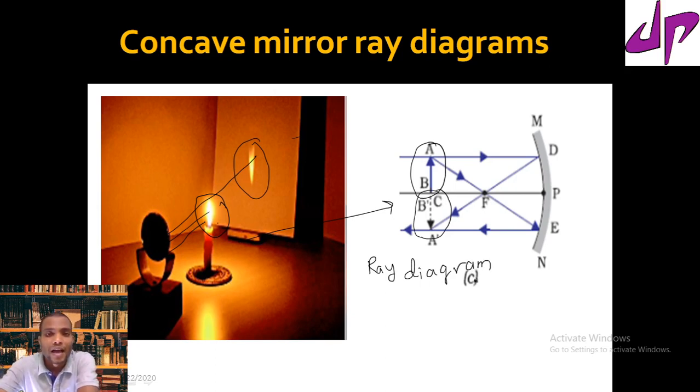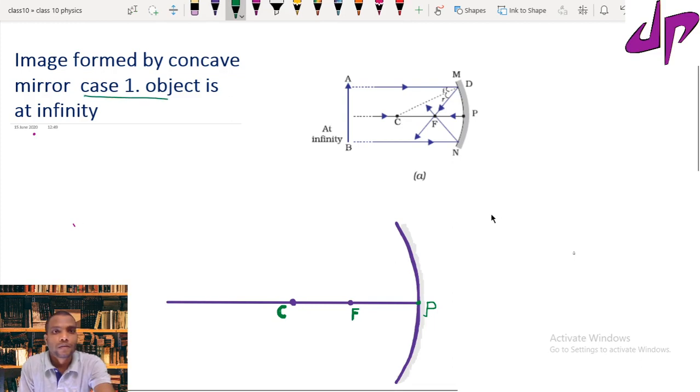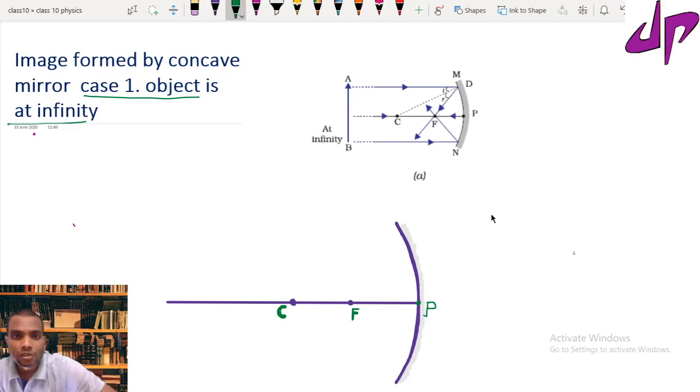So like this, we have 6 situations. For the 6 situations, we need to draw the corresponding ray diagrams. Let's take the first case, that is, if the object is at infinity. Case 1, if the object is at infinity. This is the corresponding ray diagram given in NCERT. So we need to draw this ray diagram as it is.